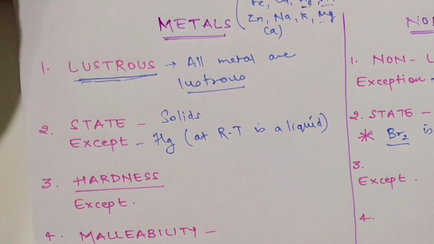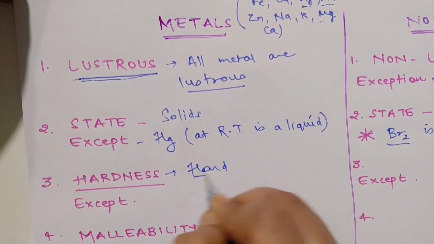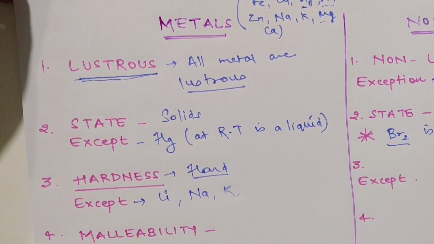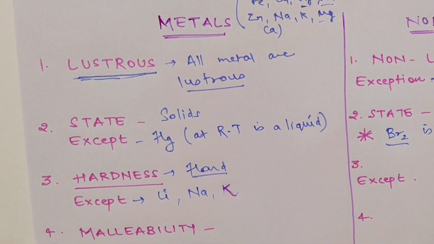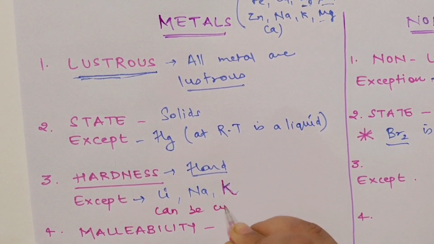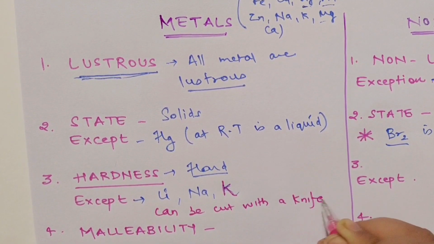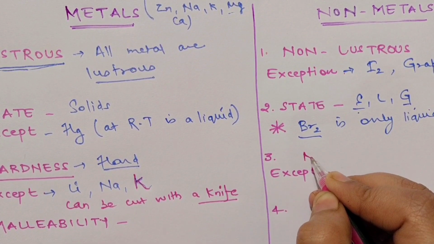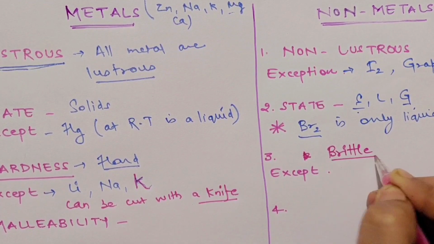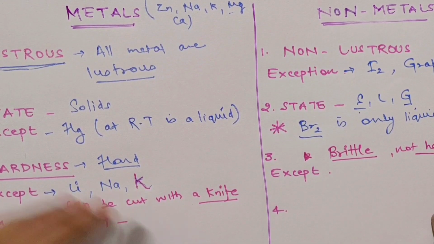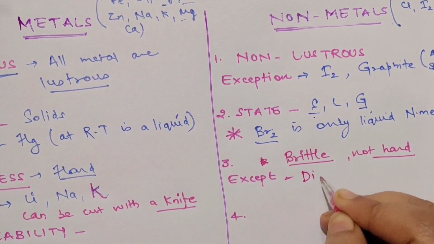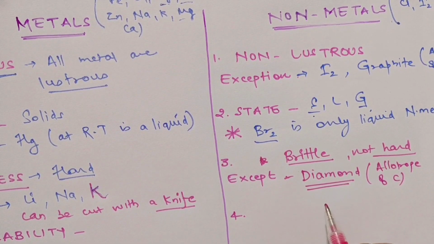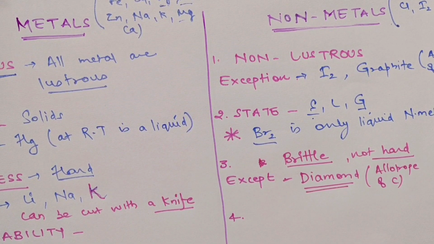Okay. Hardness. Metals are hard except lithium, sodium, potassium. They are all very soft metals. So soft that they can be cut with a knife. Okay. Non-metals are not hard. They are brittle. Except diamond. Diamond, which is again an allotrope of carbon, is the hardest known material. So that would be an obvious exception.